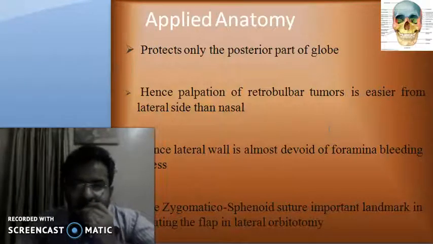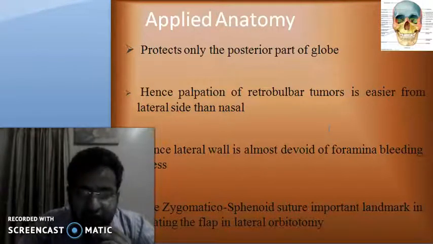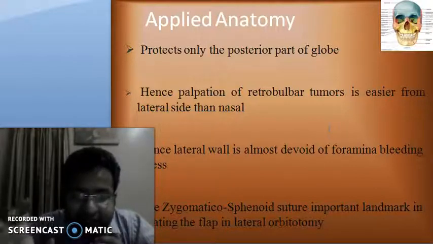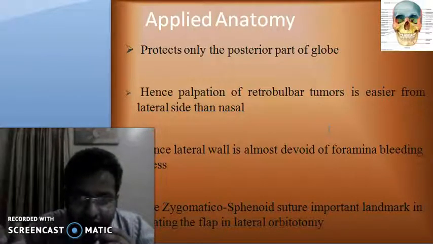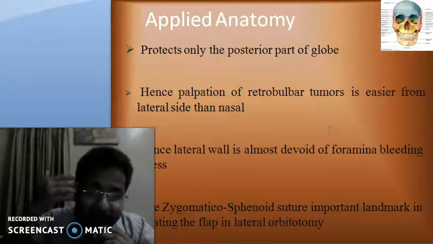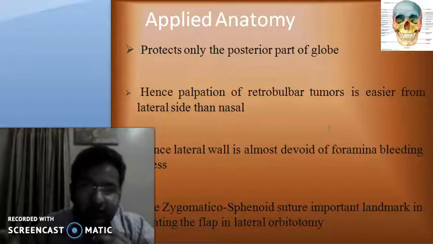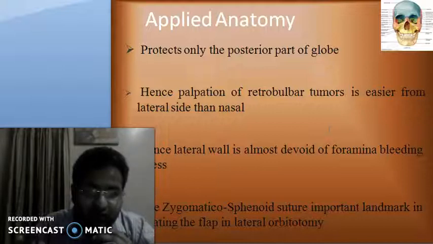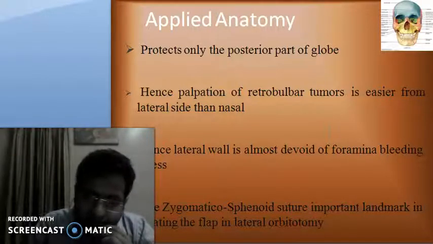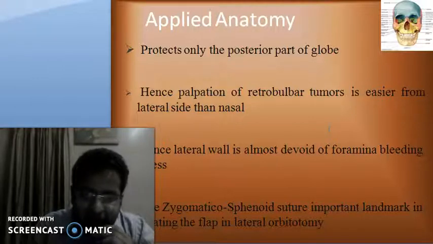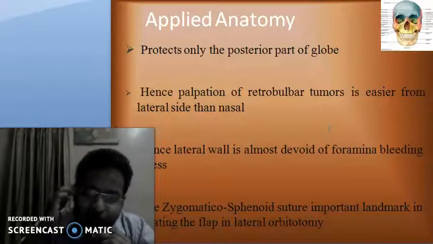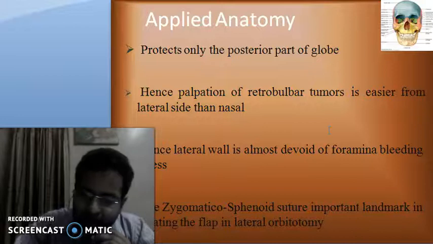The applied anatomy of the lateral wall is that it protects only the posterior part of the globe and not the anterior part of the eyeball. Hence, palpation of retrobulbar tumors is easier from the lateral side than the nasal side. Since the lateral wall is almost devoid of foramina, bleeding is very less. Hence, lateral orbitotomy is preferred over medial orbitotomy. The zygomaticosphenoid suture is an important landmark in creating the flap in lateral orbitotomy.